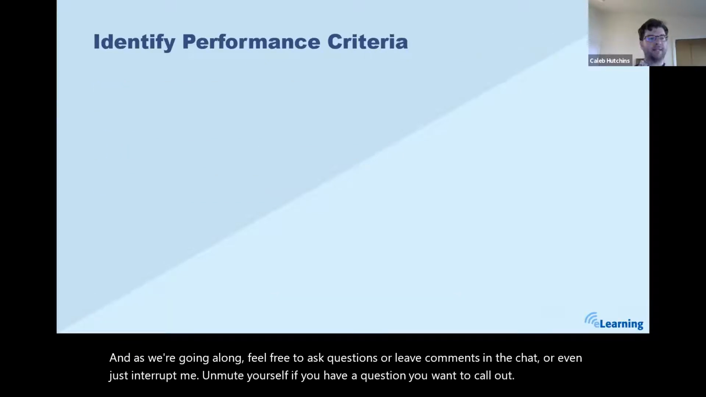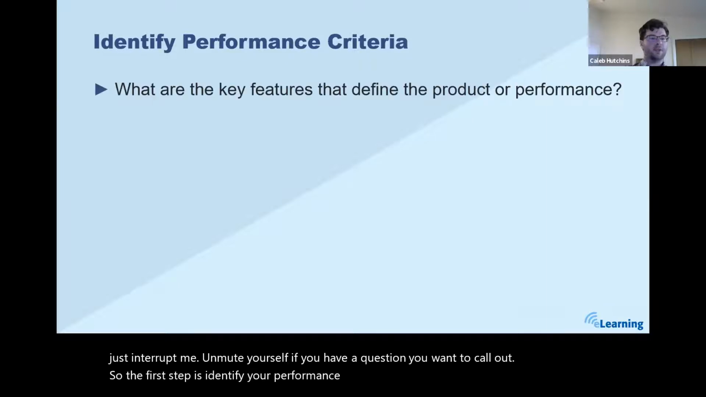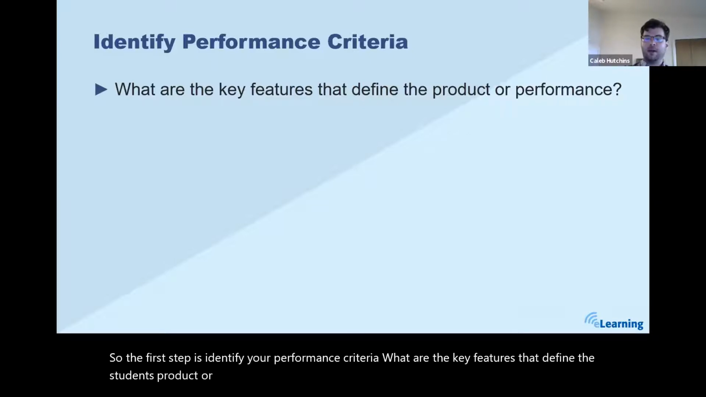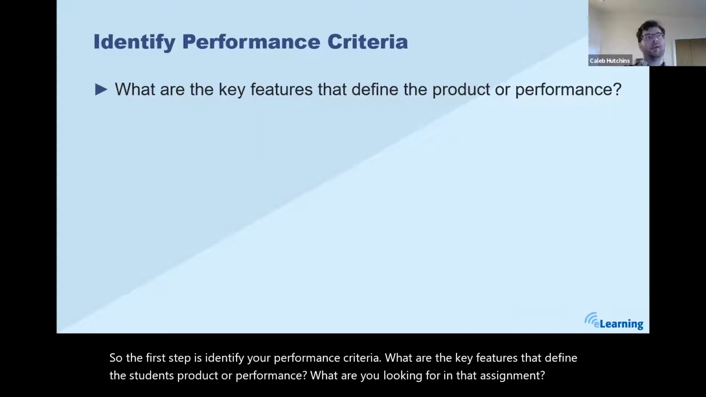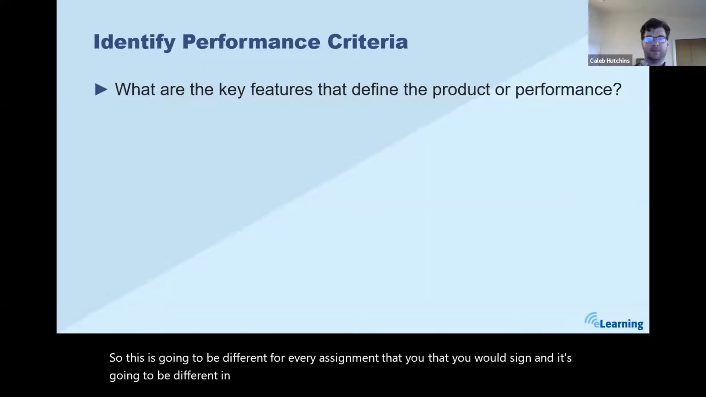So the first step is identifying your performance criteria. What are the key features that define the student's product or performance? What are you looking for in that assignment? So this is going to be different for every assignment that you design, and it's going to be different in different fields and different departments and different courses.